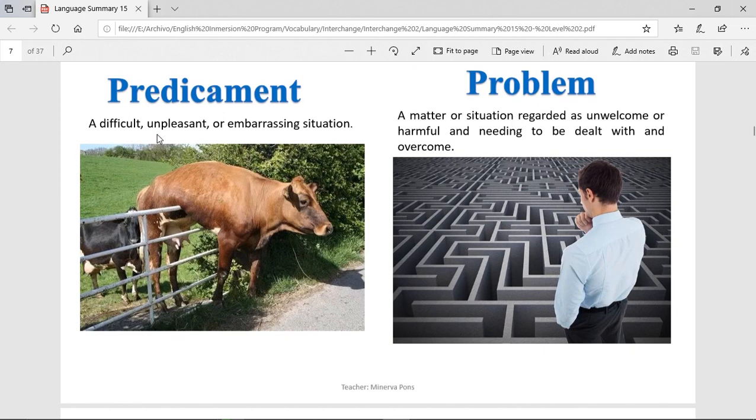Predicament. A difficult, unpleasant, or embarrassing situation. Basically, when you're in a bad situation with a problem. And this cow sure is in a predicament. Problem. A matter or situation regarded as unwelcome or harmful, and needing to be dealt with and overcome. Basically, a problem is any type of bad situation where you need to sort things out in order to advance to another position or to something else.